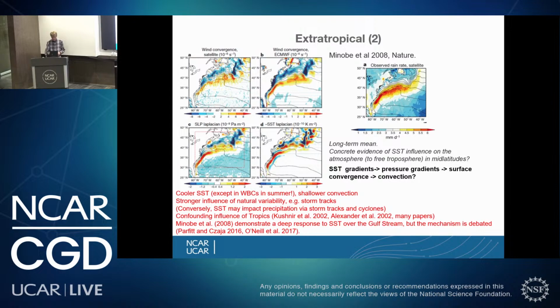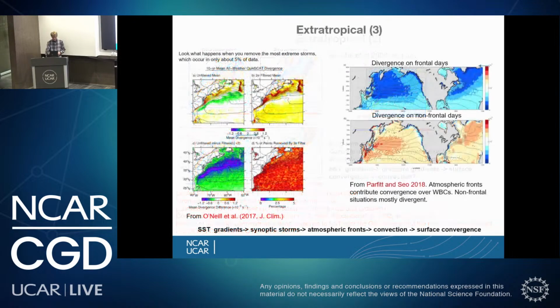That's the process here. But later papers argued against that, and they found that a lot of this surface convergence was due to a few extreme events, basically strong fronts and storms. In the left panel, a paper by Larry O'Neill et al. found that if you removed just the strongest 5% of storms, you go from convergence to divergence. So you flip the sign of what's happening near the surface.